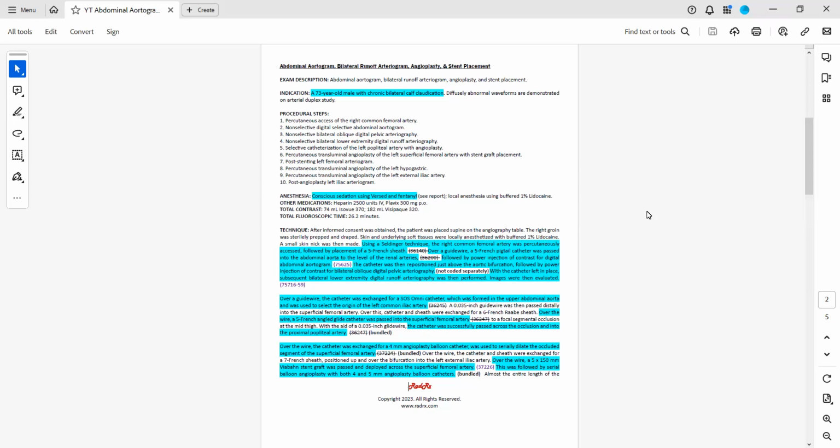What we'll find when we get into the details of the procedure is that if we had coded based on the list of procedural steps, the codes would look different from what we actually come up with when we get into the details of the report.